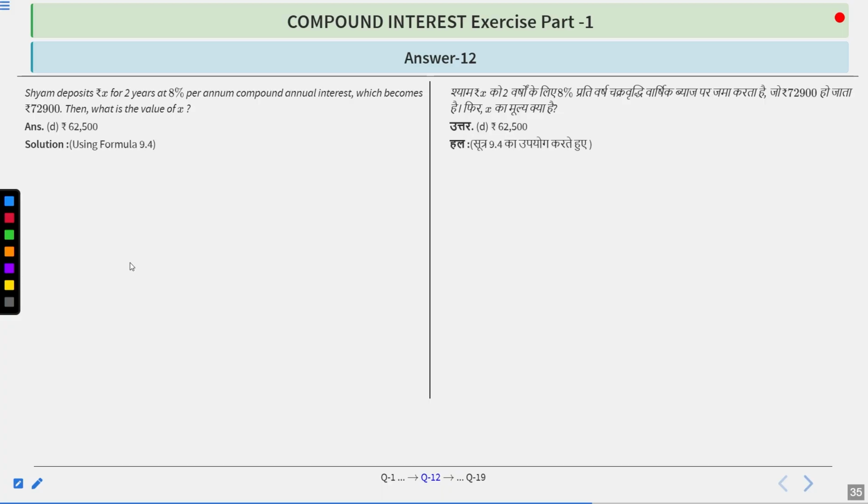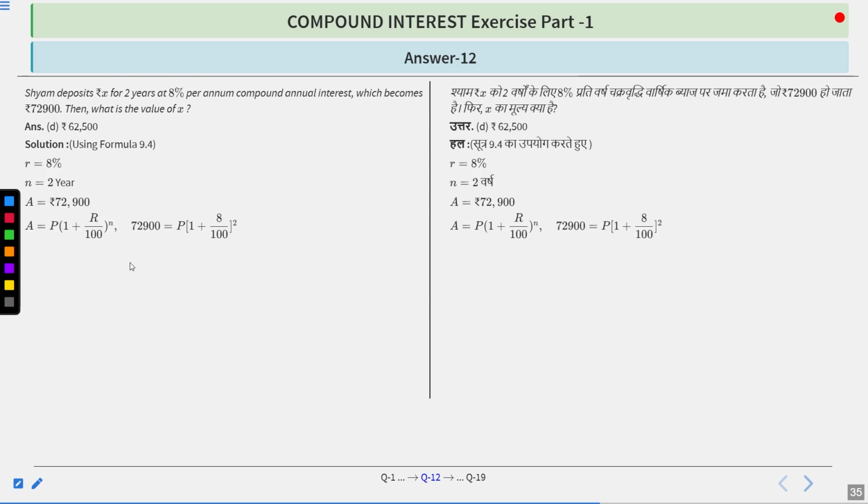Now the answer to this question is option D, rupees 62,500. And we are going to use formula 9.4 to solve this question. Now let us have a look at the solution of this question. Rate of interest was 8%, given in the question. Number of years was 2 years. And the amount became rupees 72,900. Therefore, using formula 9.4, A is equal to P into 1 plus R upon 100 raised to power n.